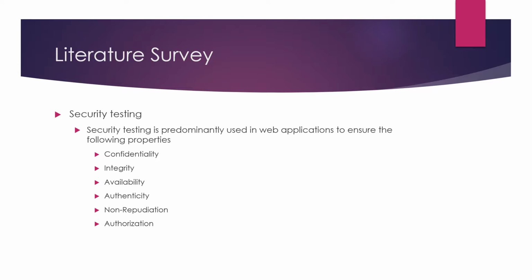Security testing. Security testing is a technique used to unveil the security flaws of an application or software. The technique uses a wide variety of security testing tools to ensure the safety of any application. No system is considered to be secure enough even if the system passes the security testing. The major goal of security testing is to find the vulnerabilities that an attacker could use for exploiting the system, software, or an application. Security testing is predominantly used in web applications to ensure the following properties such as confidentiality, integrity, availability, non-repudiation, and authorization.